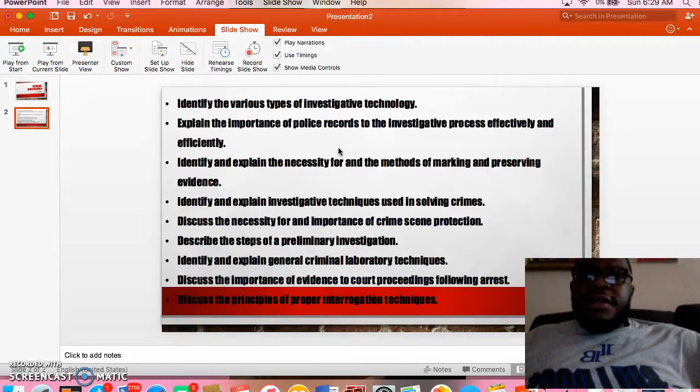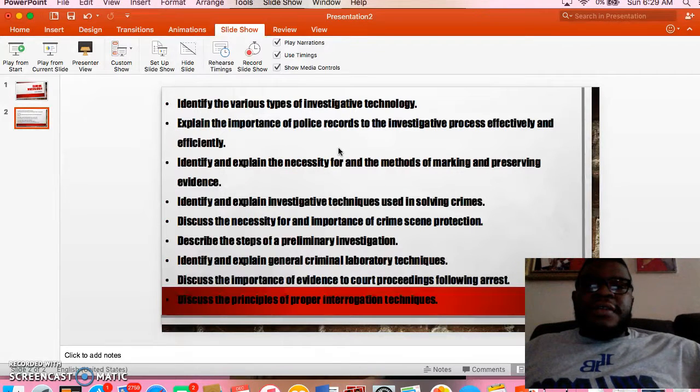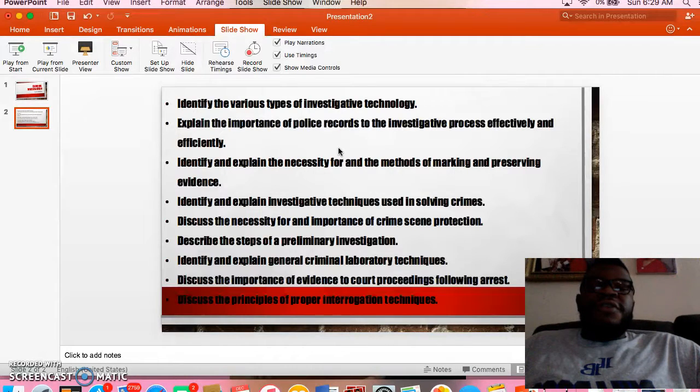On to the next point. Identify and explain the necessities for the methods of marking and preserving evidence. So when marking and preserving evidence, again, you want to make sure that you're following your chain of custody. You want to make sure that you're staying organized with collecting your evidence. A lot of times when evidence is contaminated is because it's unorganized in transport and they're actually mixed together. And we all know once evidence is contaminated, it is no longer able to be used in court.